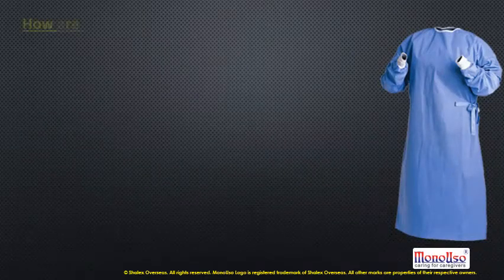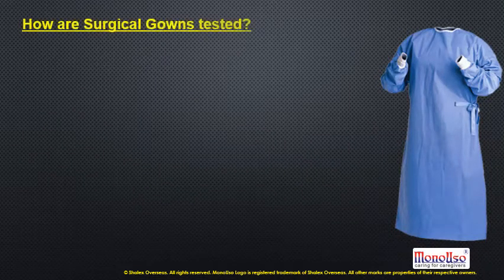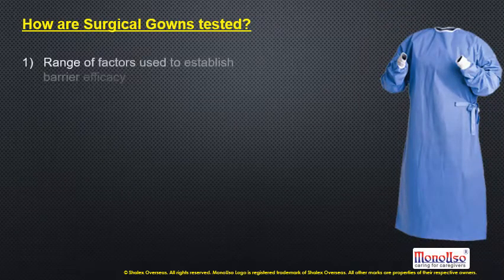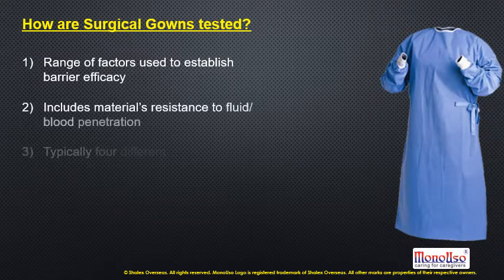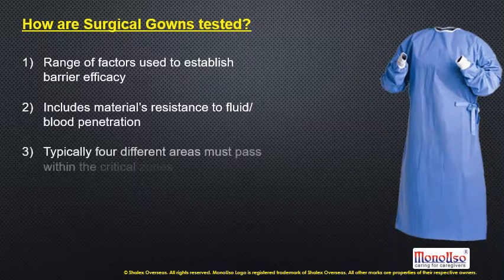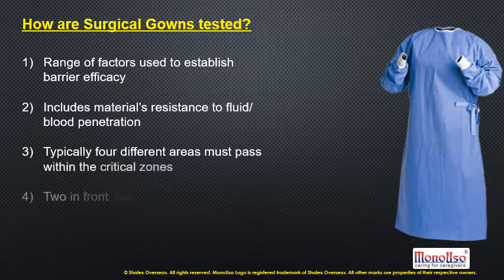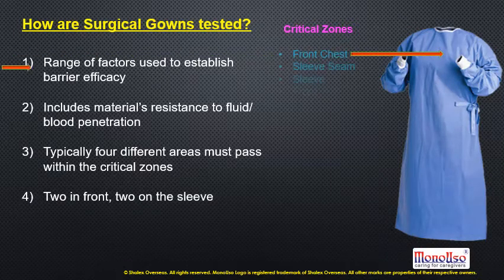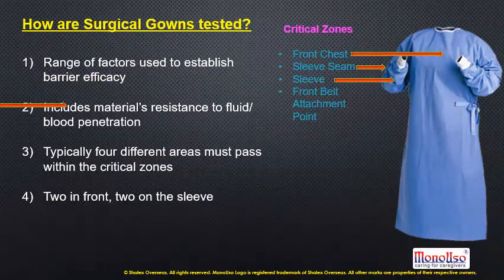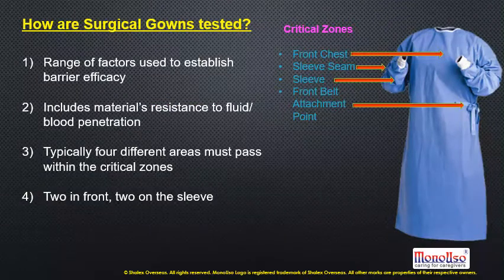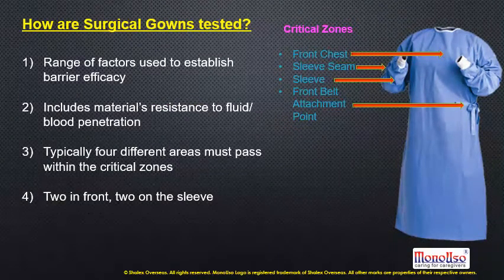How does AAMI specify the test of barrier protection? AAMI uses a range of factors to establish barrier effectiveness of surgical gowns, which includes resistance to fluid or blood penetration of gown's material. 4 different areas of the surgical gown must pass the barrier efficacy guidelines. The illustration shows 4 different areas within the critical zone. These include 2 on the front and 2 on the sleeves, and the sleeve includes the sleeve seam and front includes the belt attachment point.